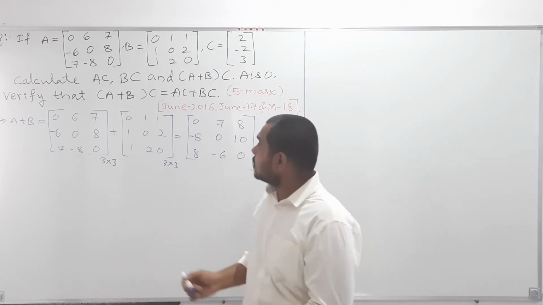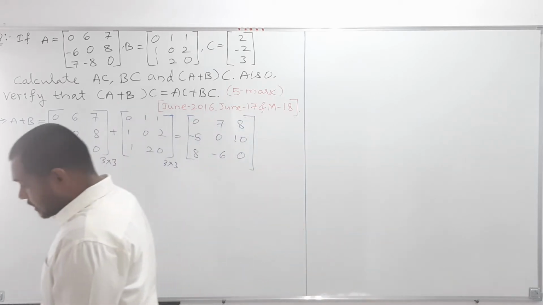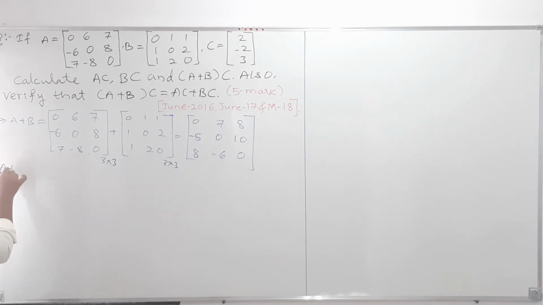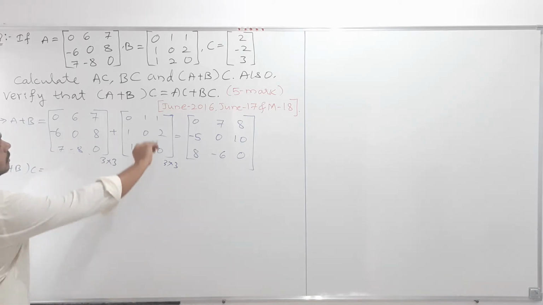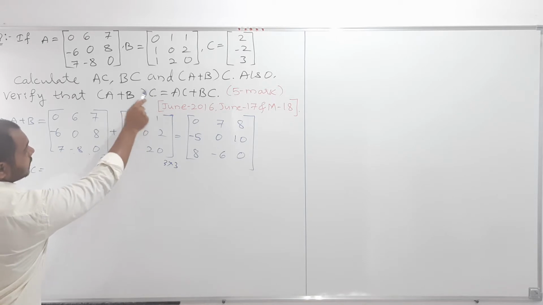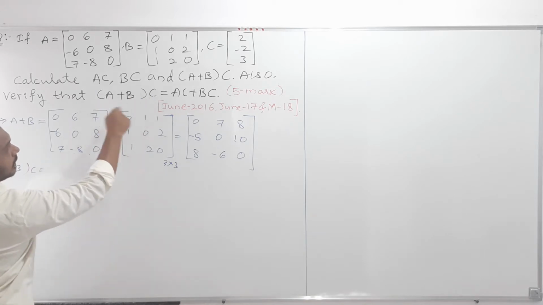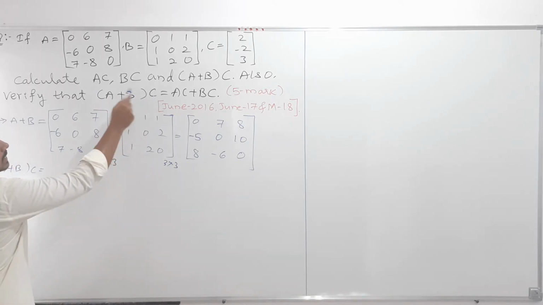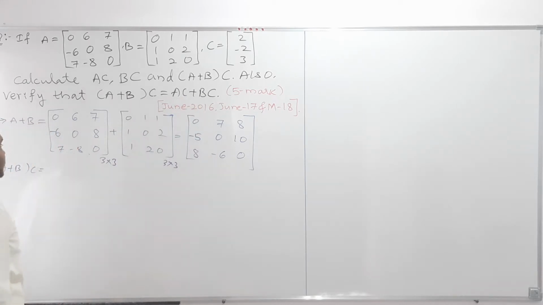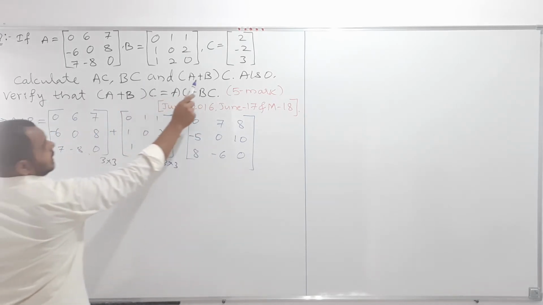Next, what they asked is you should find (A plus B) into C. So therefore, my dear students, next I will find (A plus B) into C. First I calculate (A plus B) into C, because this will give you the LHS value. This side we can call the left hand side, LHS, and this we can call the RHS. And also they asked you to find A plus B into C.